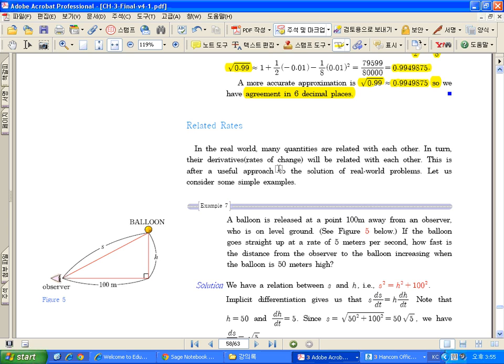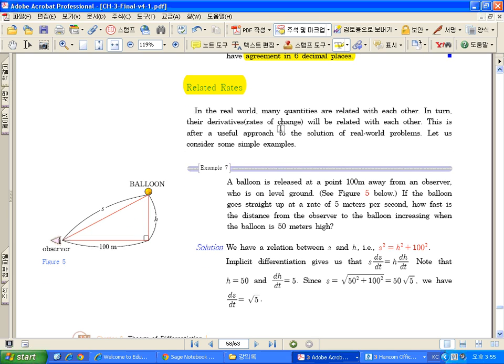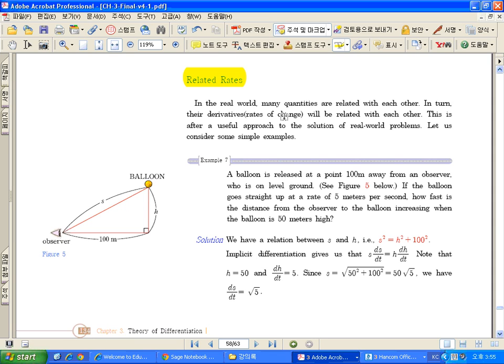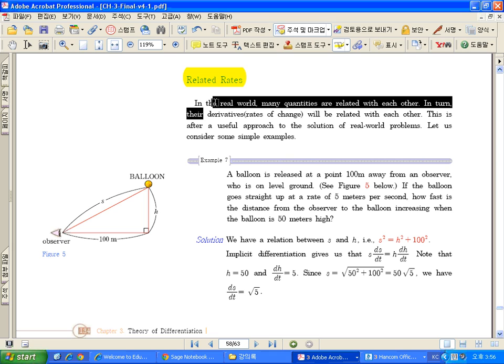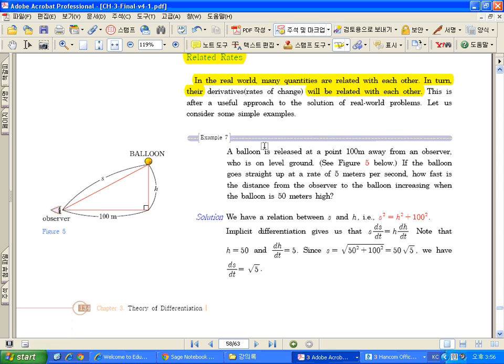The last part of section 3.4 is related rates. This is one of the applications of differentiation. The reason we are learning related rates is that in the real world, many quantities are related to each other, so their derivatives will be related to each other as well. This is a useful approach to the solution of real-world problems. Let us consider some simple examples.